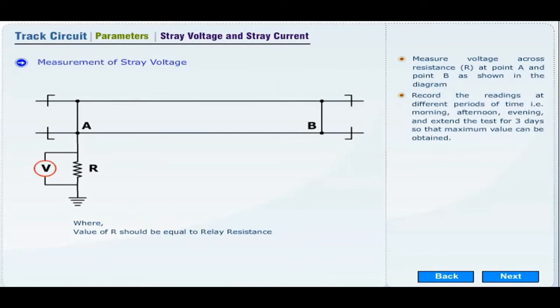Measurement of stray voltage. Measure voltage across resistance R at point A and point B as shown in the diagram. Record the readings at different periods of time, that is morning, afternoon, evening, and extend the test for 3 days so that the maximum value can be obtained.